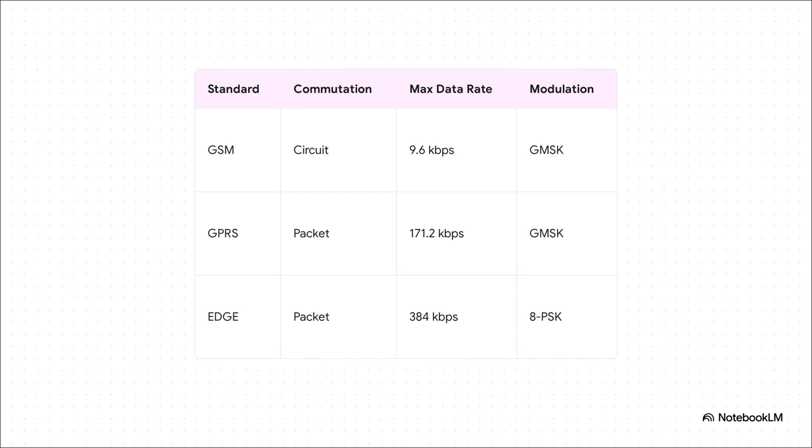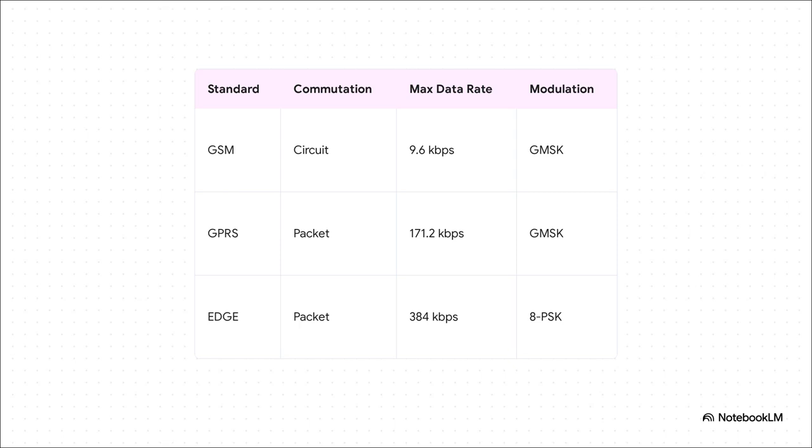Now, look at this dramatic jump in data rates. Early GSM was puttering along at a tiny 9.6 kilobits per second using a circuit-switched method. That basically meant tying up an entire physical channel just for you. But GPRS introduced packet switching, sending data in these super efficient little chunks, which bumped the theoretical max to over 170 kilobits per second.